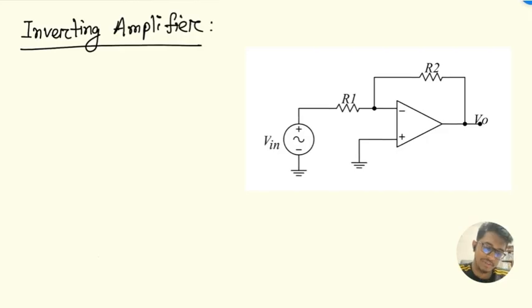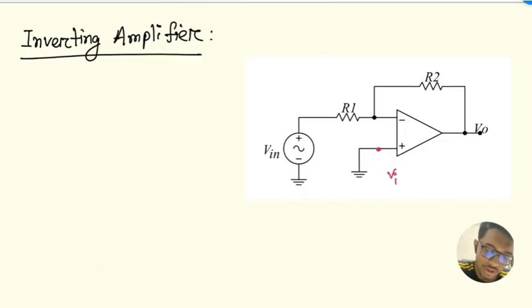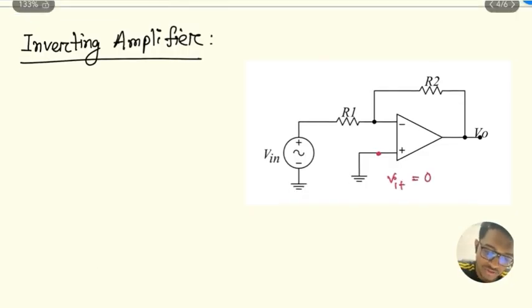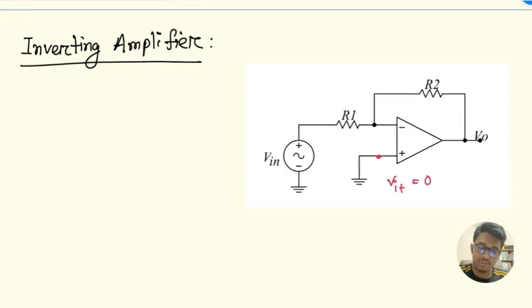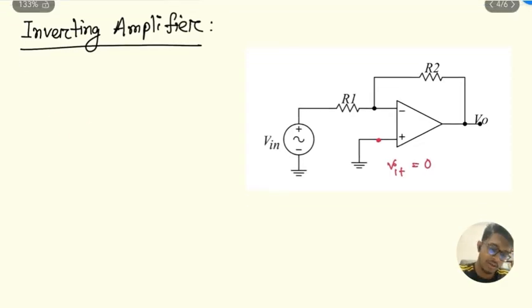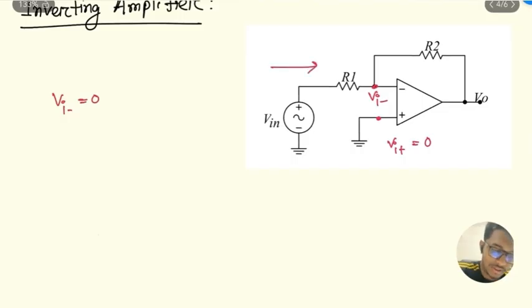So this is the basic configuration of an inverting amplifier. Here we can see that the positive terminal is connected to the ground, so Vi plus will be 0. We know that the input voltages of both terminals are the same, so Vi minus will also be 0. Okay, so now let's calculate this current I1.